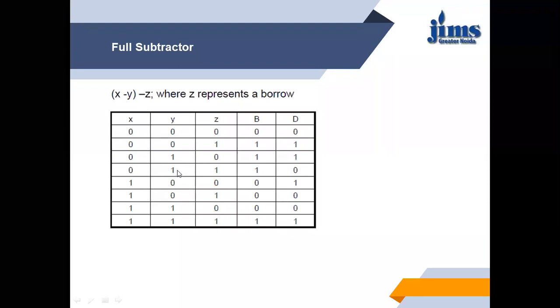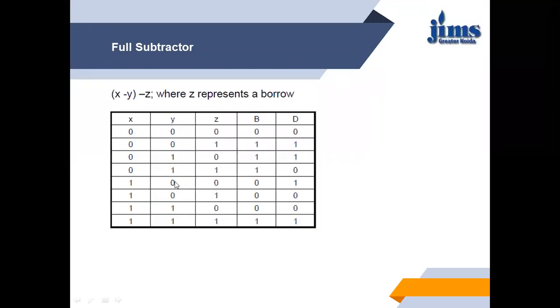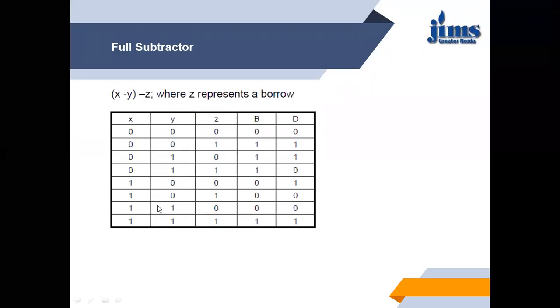Again 0 minus 1. We have to take a borrow. So the borrow is 1. So 2 minus 1 is 1. Then 1 minus 1 is 0. Then 1 minus 0 is 1. Borrow 0. Then 1 minus 0 is again 1. So borrow is 1. Difference is 0. 1 minus 0, 1. 1 minus 1 is 0. So difference is 0, borrow is 0.